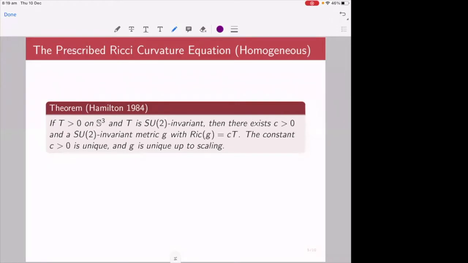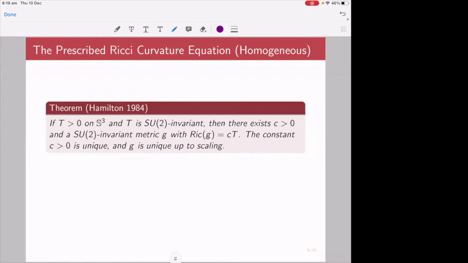Well, the 3-sphere, we can think of that as a homogeneous space being acted on transitively by SO(4). It turns out that that's the sort of useless homogeneous symmetry to look at in the context of the prescribed Ricci curvature problem, and that's because in that context there is only one G-invariant metric up to scaling.